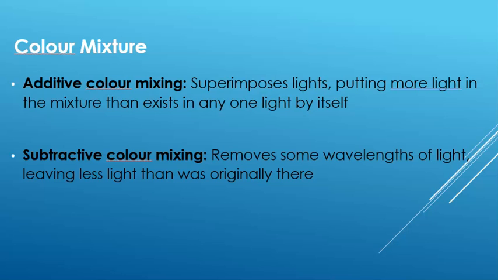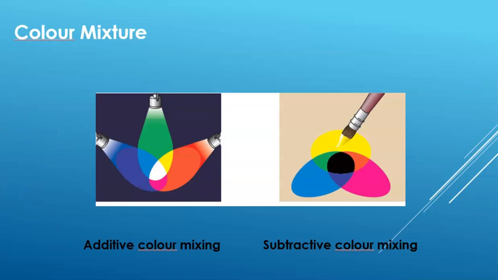Okay, so if you have a red light and a yellow light, and you shine them both overlapping on a white piece of paper, the color you're going to perceive would be a yellow, because you're adding those together. There's also subtractive color mixing, so this removes some wavelengths of light, leaving less light than was originally there. This one's a little harder to explain, but we're going to try.